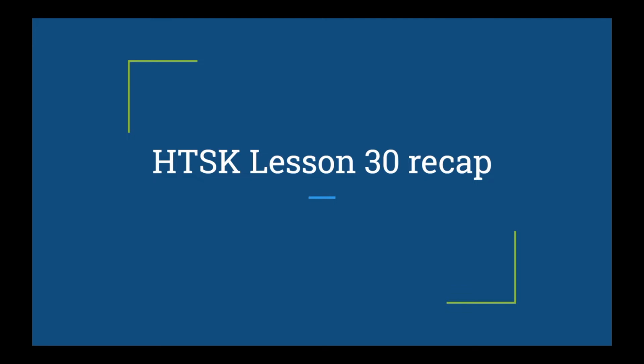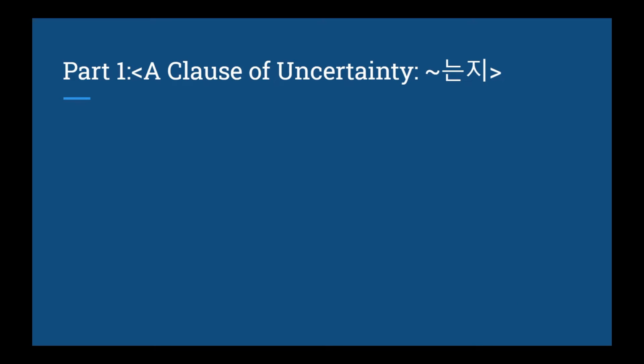This lesson is divided into 5 parts. Part 1, a clause of uncertainty, 는지. Not to be confused with ninja, of course. Sorry, bad joke. By adding 는지 at the end of a clause, you indicate that there's some sort of guess, a question, some sort of uncertainty.